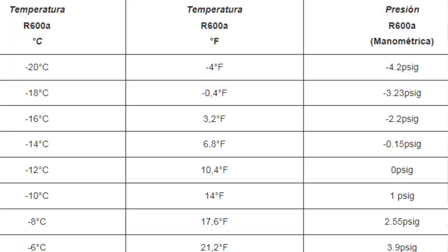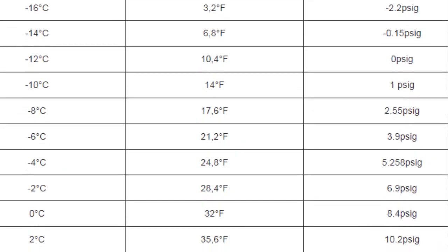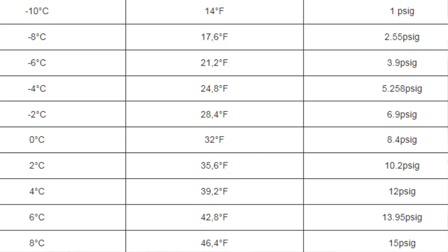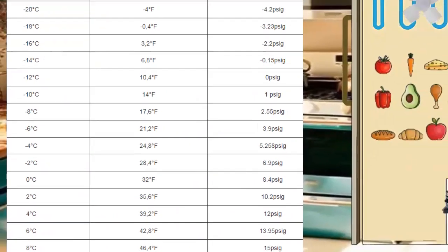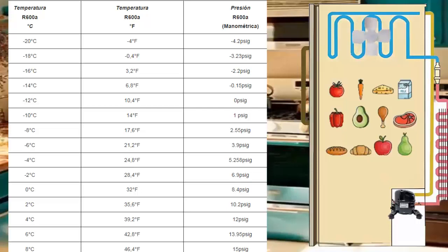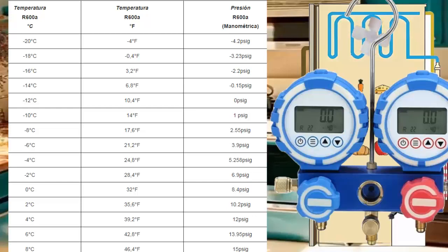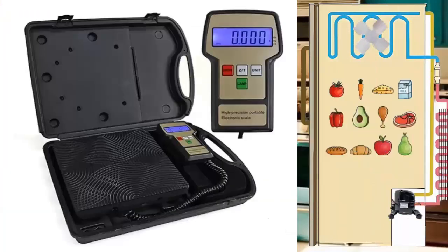On the screen, we are showing other pressure values usually used with R600A. As we can see, the working pressure values of R600A are notably low. Therefore, when recharging equipment with R600A, it is of special importance to work with a pressure gauge that can reliably measure such low pressure values. Additionally, it is recommended to carry out the R600A recharge process preferably by weight, with a suitable scale.